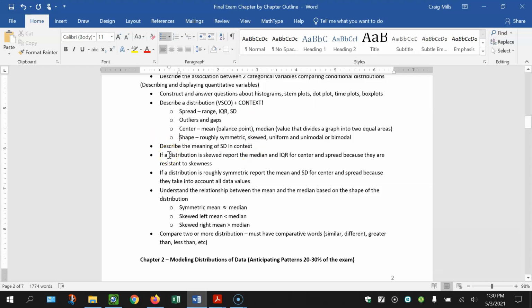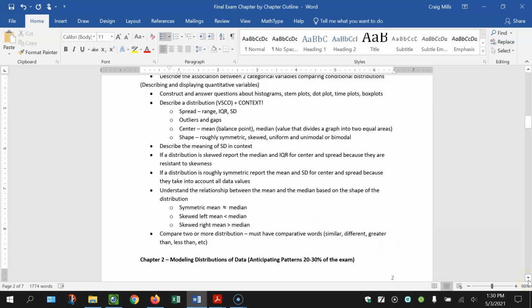If a distribution's skewed and you're talking about the center and the variability, you want to use median and IQR because they're resistant. If a distribution's roughly symmetric, you want to use the mean and the standard deviation. If you have a symmetric distribution, the mean and median are about the same. If the distribution is skewed left, the mean is pulled down, so the mean's less. Skewed to the right, the mean is pulled up, so it's greater than the median.